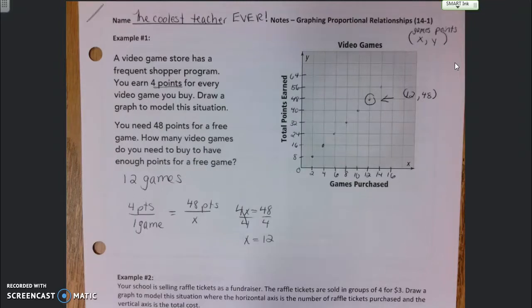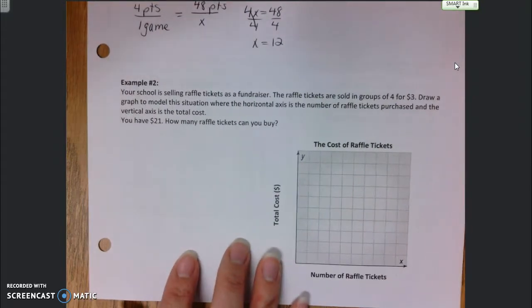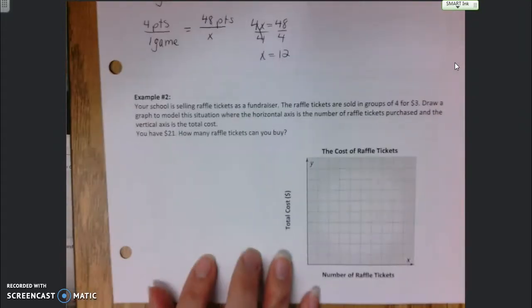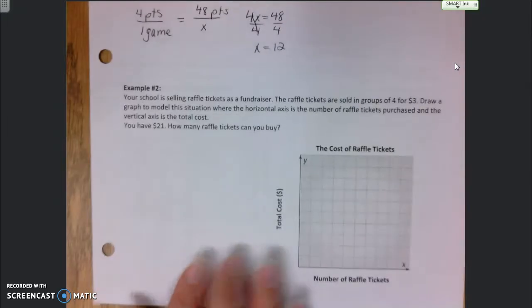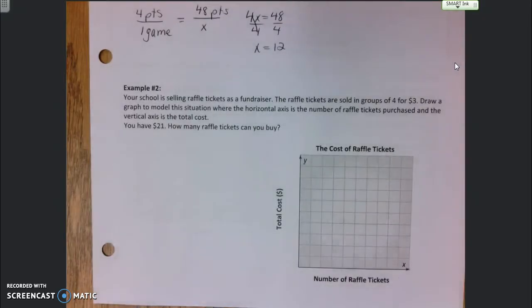Since there's no data point at that on the line, you can't connect it. So number 2 says that your school is selling raffle tickets as a fundraiser, and that the raffle tickets are sold in groups of 4 for $3.